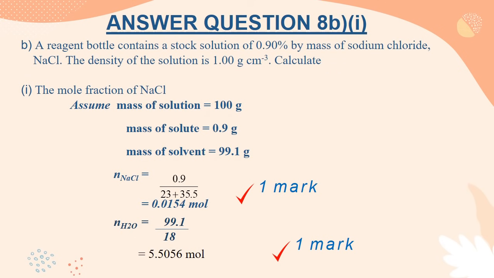Now we go to question B. A reagent bottle contains a stock solution of 0.9% by mass of sodium chloride, NaCl. The density of the solution is 1 gram per cm3.